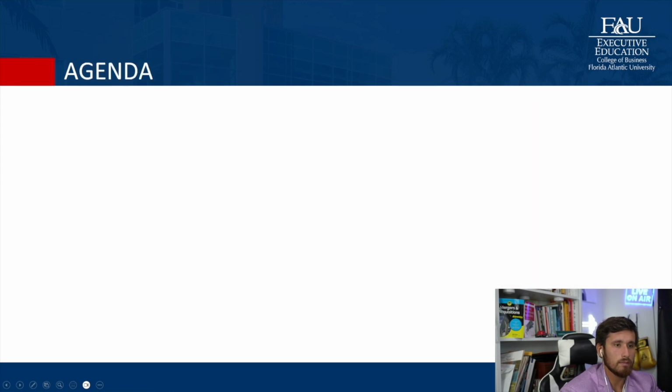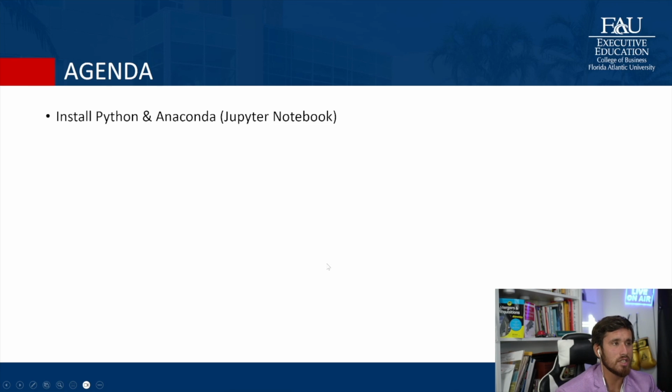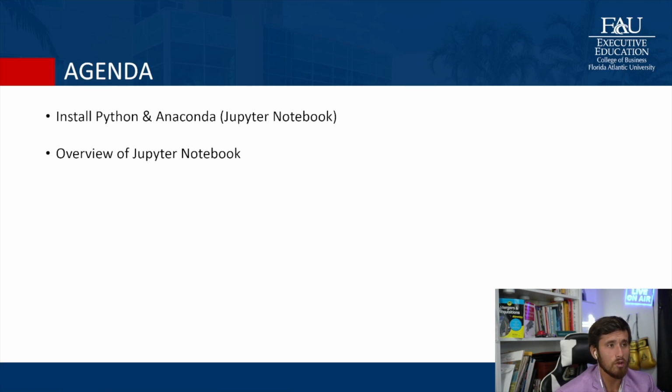All right, so today's agenda, we're going to install Python and Anaconda with Jupyter Notebook. I'm actually going to attach a separate video for this, so make sure to check out that video. It's pretty easy. All you have to do is go to the Python website and download the Python installer for whatever system you decide to use. I'm using Windows. And then you can download Anaconda, which is where Jupyter Notebook will live.